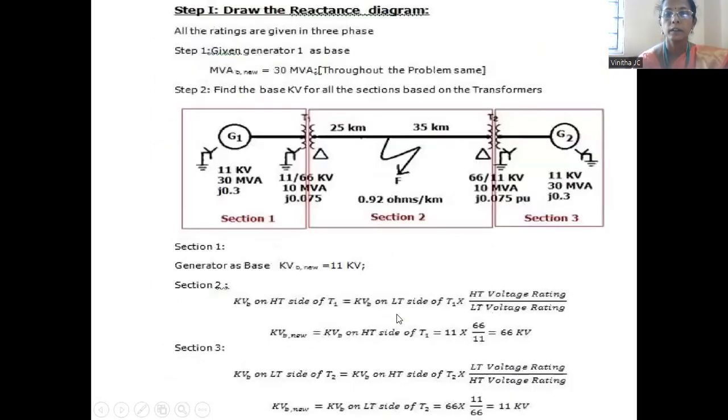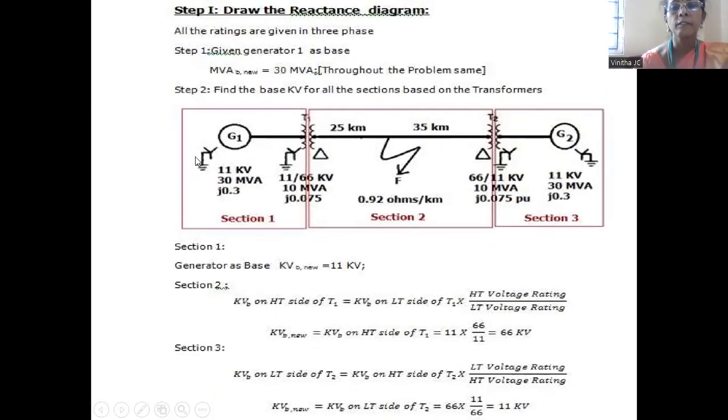Now, to calculate the fault current, we need to calculate the per unit reactance of each and every component in the circuit. For this, first we need to take the base MVA. Here the base MVA for generator 1 is 30 MVA. So this value we can assume as constant for the entire problem.